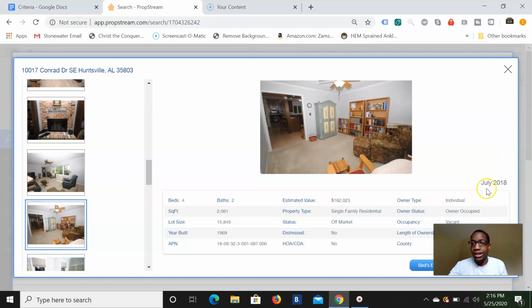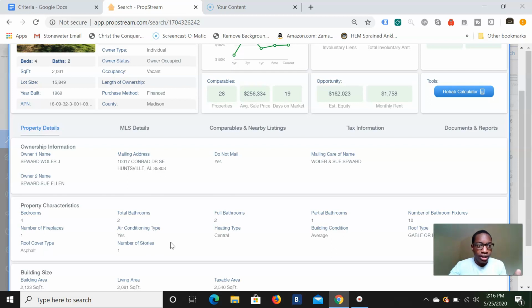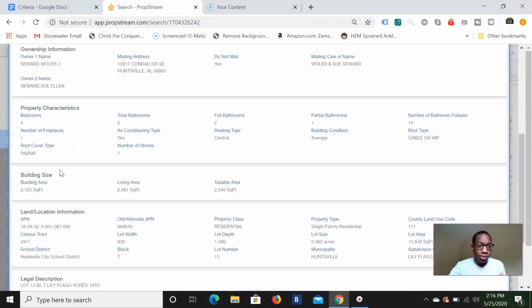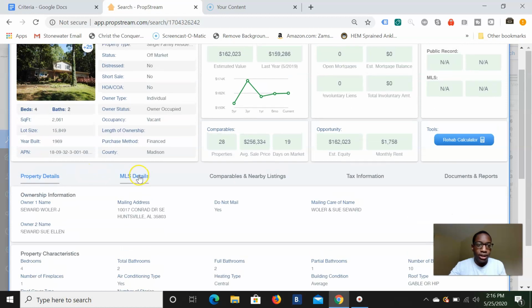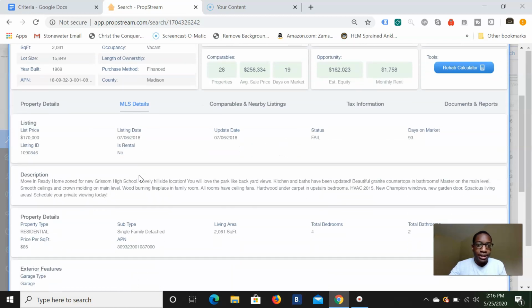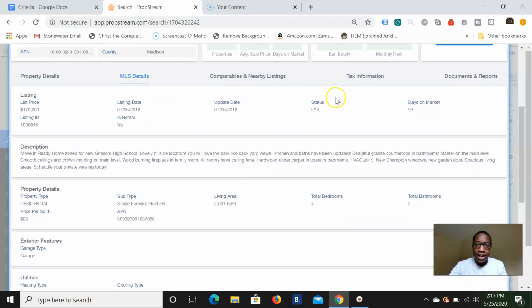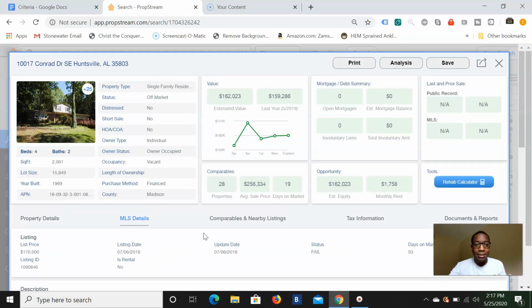But look, it seems like it was listed in July, but didn't sell. Let's see. And so, yeah, you can look at more information right here. They have the mailing address. They have the owner's information. They have the legal description of the property, MLS data. So it was listed around this time in July. It failed. It didn't sell on the market. It was on the market for 93 days. This is an expired listing. So if you guys are in the Huntsville, Alabama market, this might be a good property to target.